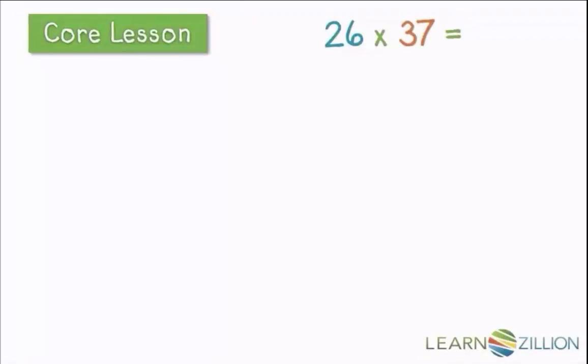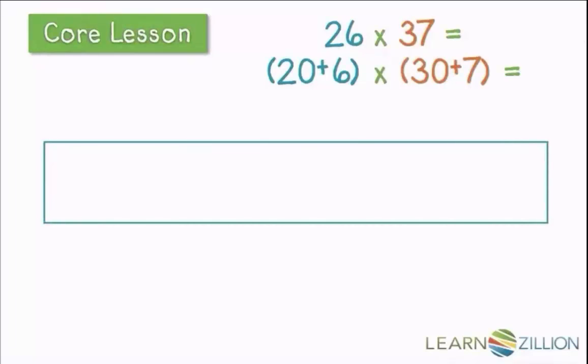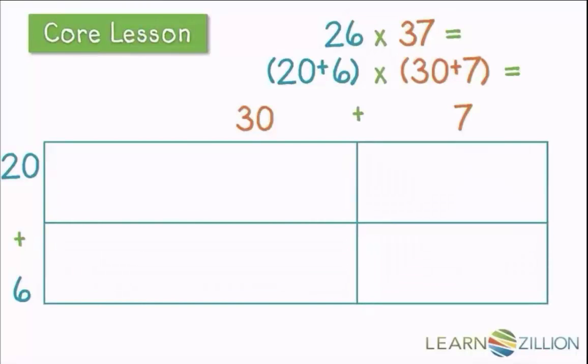Looking at 26 groups with 37 in each group means we need to think about both factors in expanded notation: 20 plus 6 multiplied by 30 plus 7. We'll begin with one large rectangle and the amount in each group. In this case, it's 37. Just as before, we're going to write it in expanded notation, giving each place value its own section. This time, because our amount of groups is not a single digit, we're going to record 26 in expanded form as well, giving both place values, the 20 and the 6, their own sections.